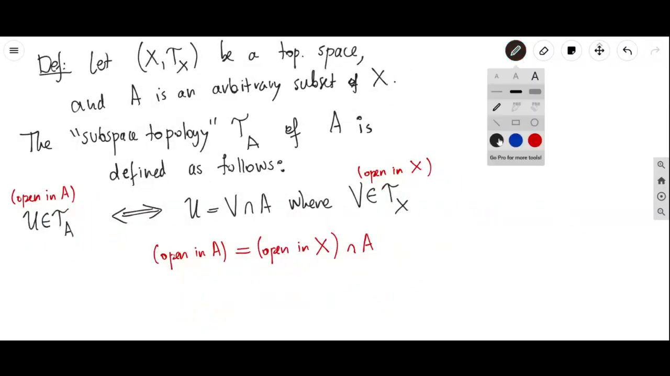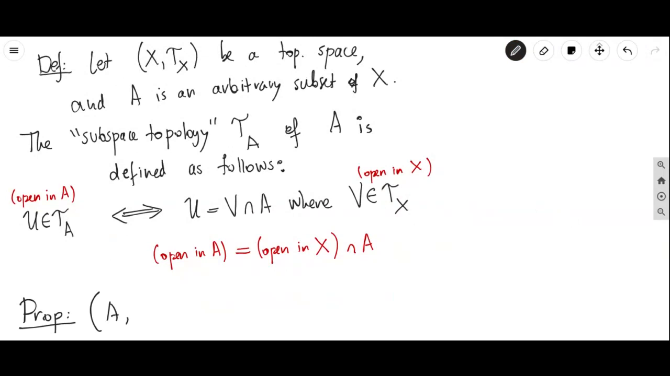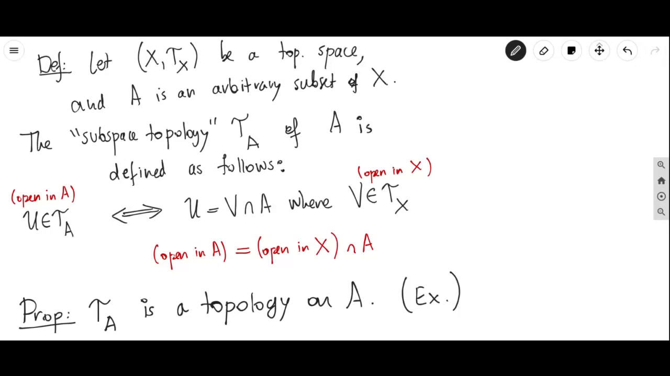And it's an exercise, let's write this as a proposition, that T_A is a topology on A. And this is going to be an exercise. You can try doing this yourself. You can, of course, find it in Moncrief's, but it's fairly straightforward enough.